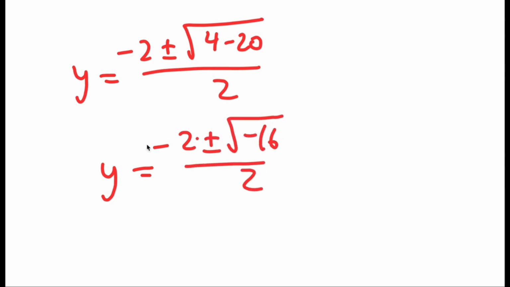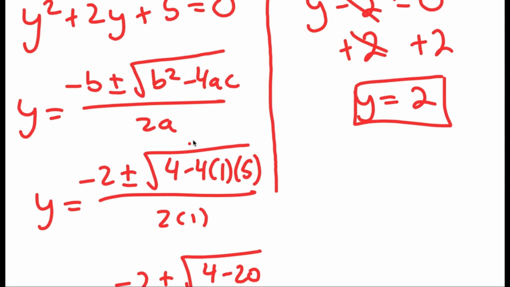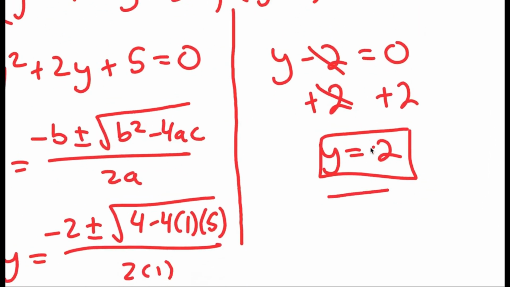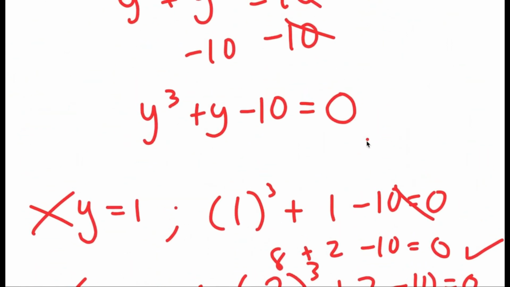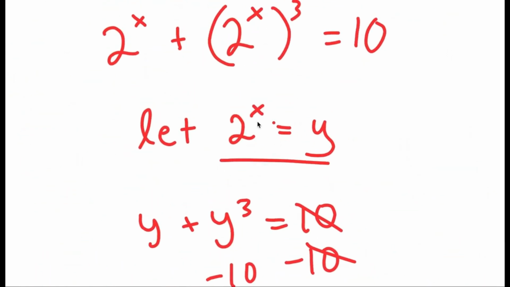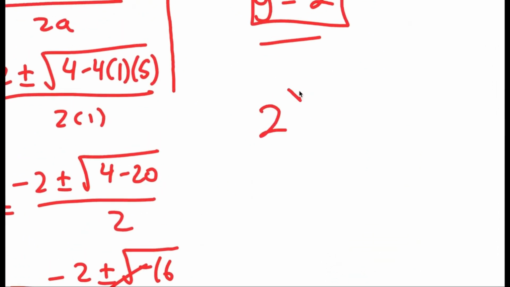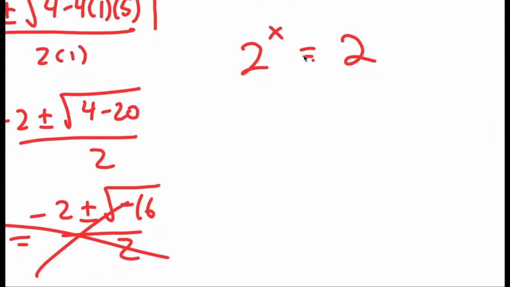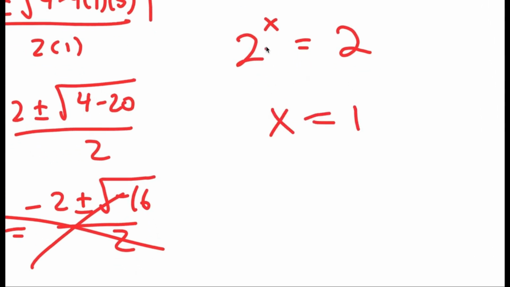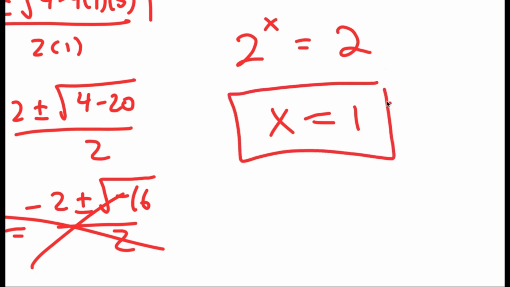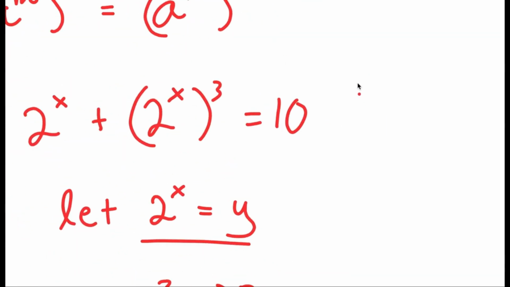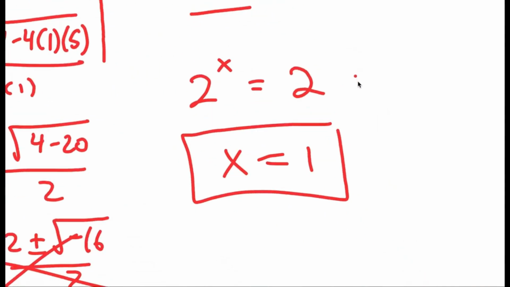And because we have the square root of a negative number, we cannot use those solutions of y, meaning we can only use y equals 2 as a solution. And remember, we're solving for x, not y. And we let 2 to the power of x equal y. So I have 2 to the power of x is equal to 2. And the only solution to this would be x equals 1, because 2 to the power of 1 is equal to itself. So x equals 1 is my solution to this equation.